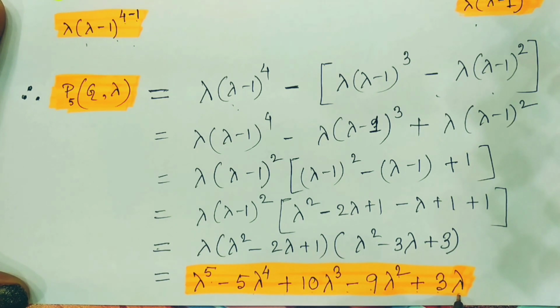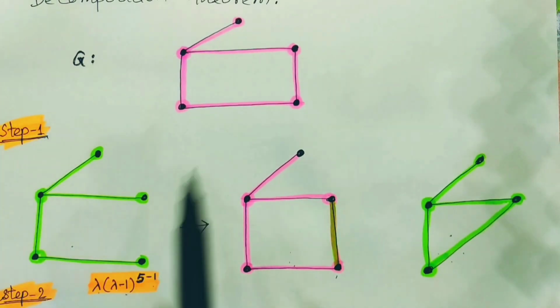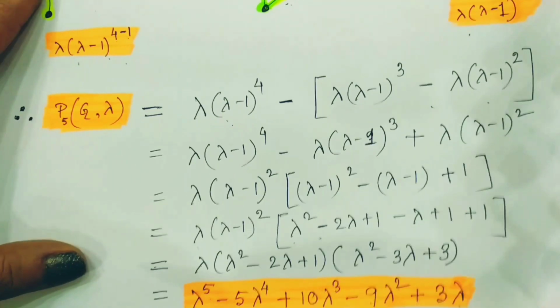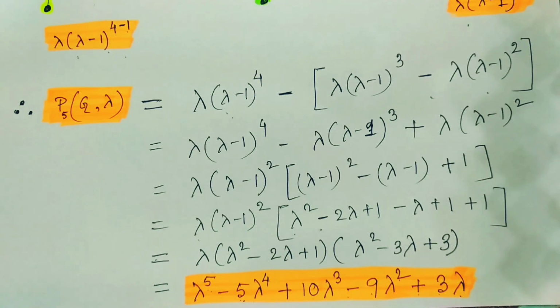From here we can easily say that the chromatic number for this given graph is 2, because if we substitute lambda equals 2, it gives a non-zero value. And one more thing, the coefficient of the second highest power of lambda is 5, so there should be 5 edges in the graph. Let us check once more. How many edges are here? It is a total of 5, and yes, it is 5. And according to the polynomial, the total number of vertices in the graph is 5. So hence this is the chromatic polynomial for the given graph.